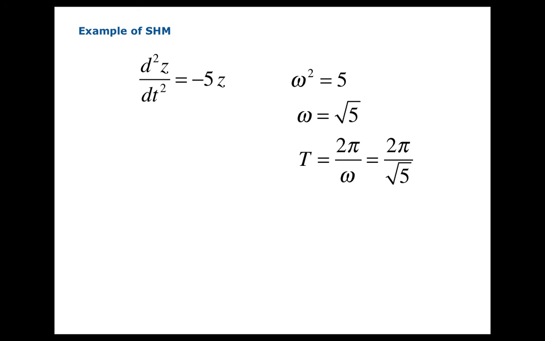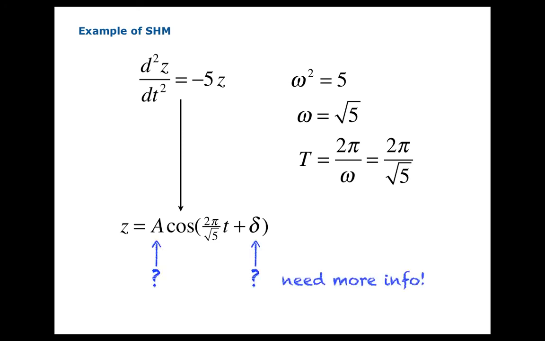Now you might also like to write down the equation for this motion, and so going back to our equation z equals A cosine of omega t plus delta, we can substitute 2 pi over root 5 in for omega. And then the last thing to do would be to substitute for A and delta. But unfortunately, we can't do that given the information that we have. We would need more information to finish filling in this equation. So that's it for the basics of simple harmonic motion. And in the next video, we will address the simple harmonic oscillator.